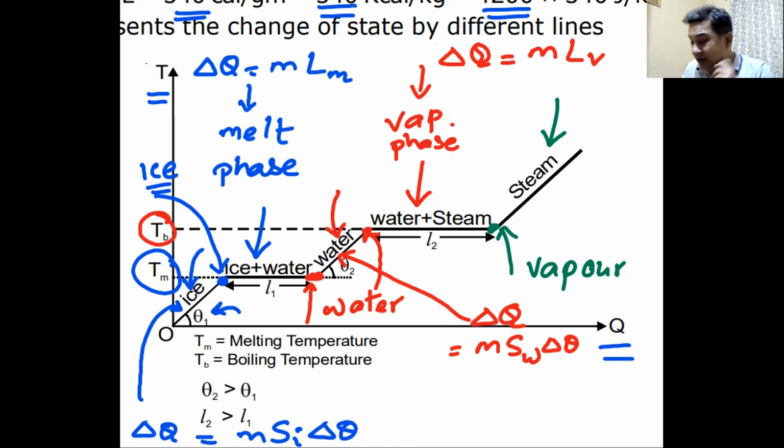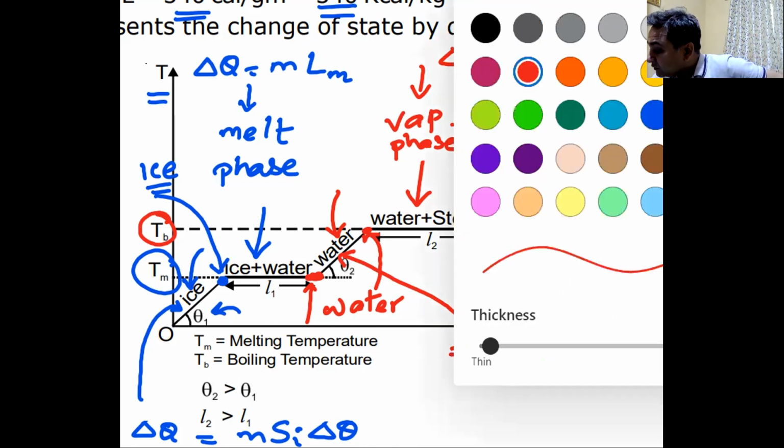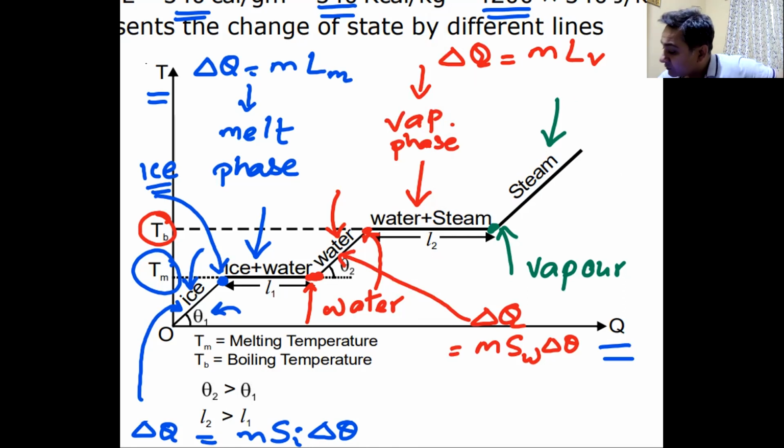If I come back again to this green zone, in this green zone, delta Q will be equal to mass into specific heat of water vapor into delta theta. Do we understand this? Well done. Now, I hope you have written this much. I'll give you time to write it. Don't worry. Let me now talk about this theta 1 and theta 2.